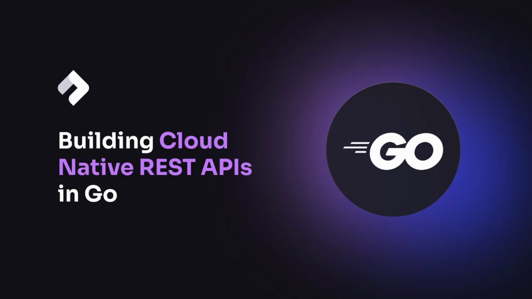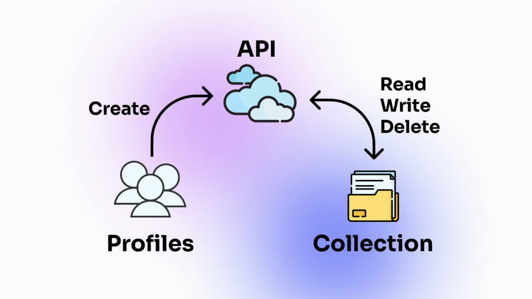Hey devs, in this video we'll be going over how to build a cloud deployable REST API using Nitric's Go SDK. The context of the project will be a REST API that stores new user profiles. For this, we will need a collection to store the profiles and an API to interact with the profiles.